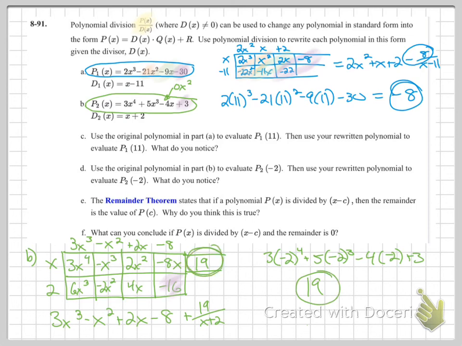So the remainder theorem tells you if I was dividing by x minus 11, my remainder is going to be the same thing as if I plugged in x equals 11. If I'm dividing by x plus 2, my remainder is the same thing as if I plugged in x equals negative 2. So that's what this problem was trying to show you. Hopefully that helps.